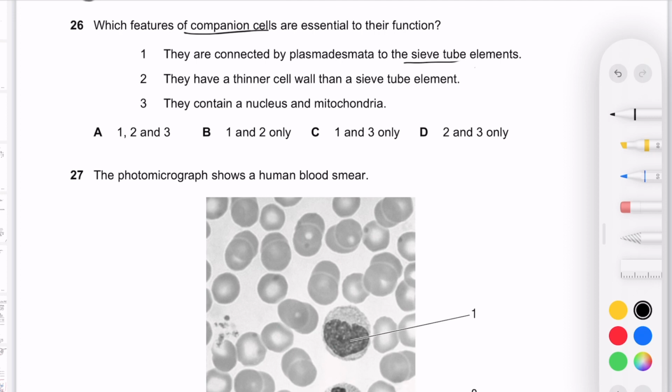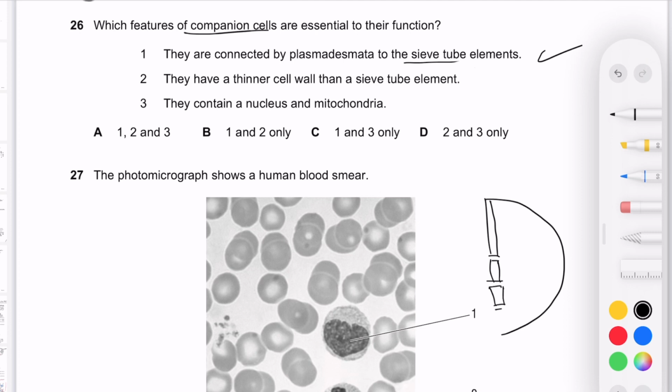Now in this question, which features of companion cells are essential for their function? They're connected by plasmodesmata to the sieve tube elements. That is true, and it's essential because it's needed for loading, when sucrose and amino acids move through the symplastic pathway, in other words through the plasmodesmata, from the companion cells into the sieve tube elements. They have a thinner cell wall compared to the sieve tube element. Now this is not exactly what I wanted to hear as an essential feature for their function, because yes, companion cells do have a thinner cell wall, but it's only at the region that is in common between the companion cell and the sieve tube element.